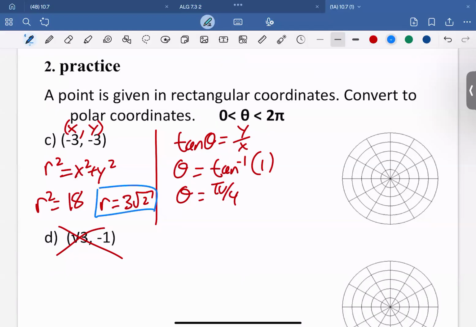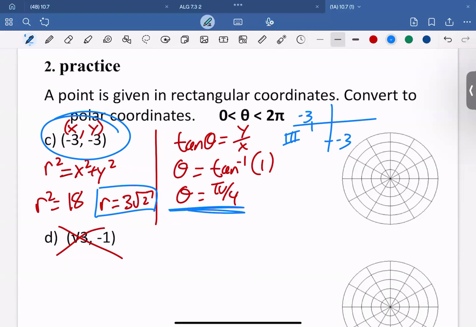Our r here is fine. That's just your directed angle. But with our theta, we need to be careful and know where we are in our quadrants, because in this case, the coordinates from earlier put us in what quadrant? Quadrant 3, right? So what this theta is telling us is that theta is pi over 4 in the third quadrant.